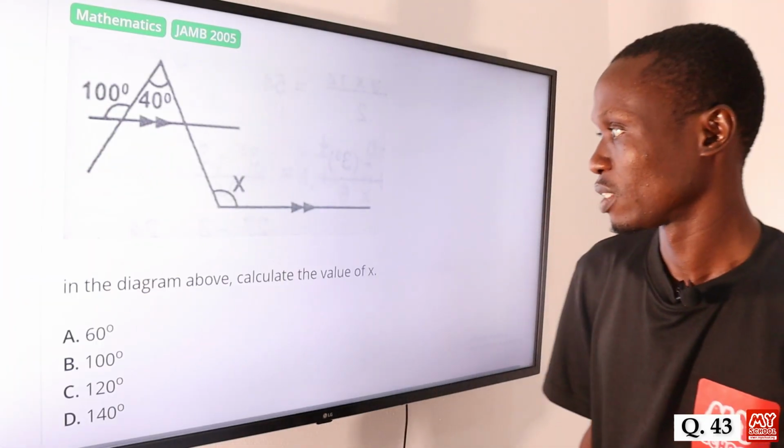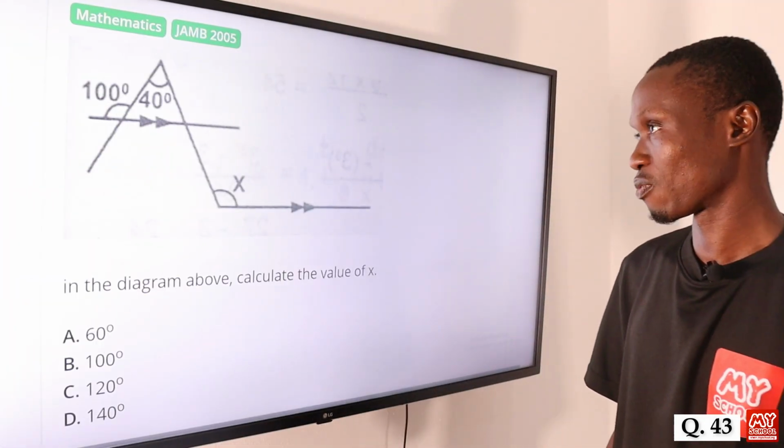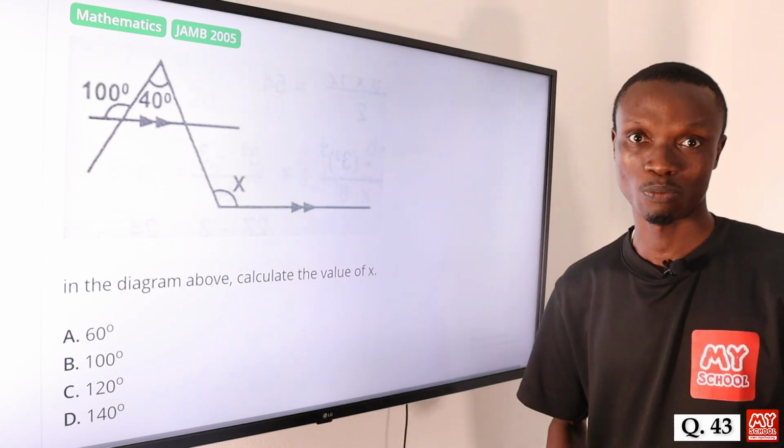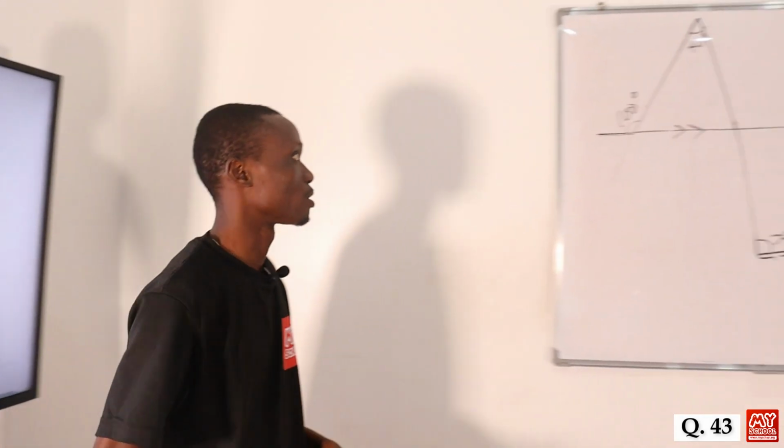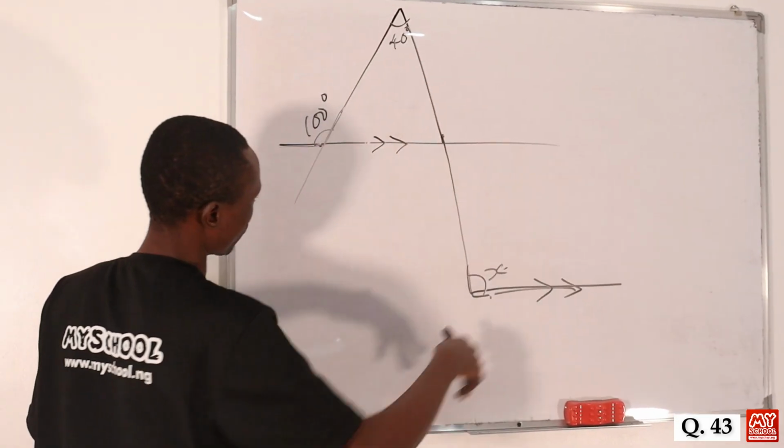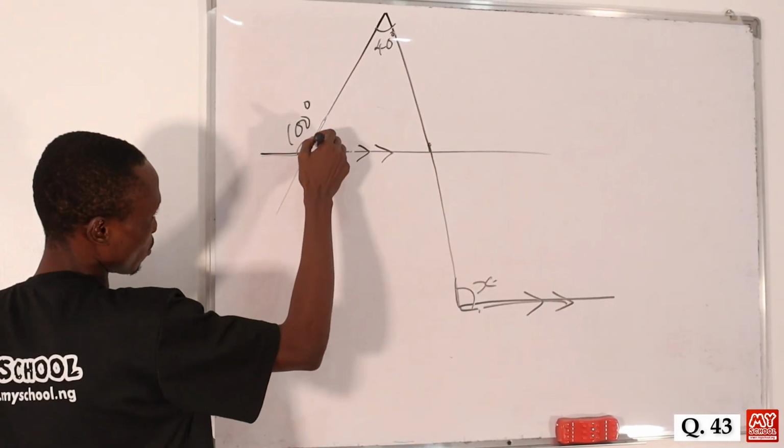Question 43. In the diagram above, calculate the value of x. So we are going to move over to the board to provide an answer to this question. This is the diagram that is provided for us. First things first, let's find the angle that is here.